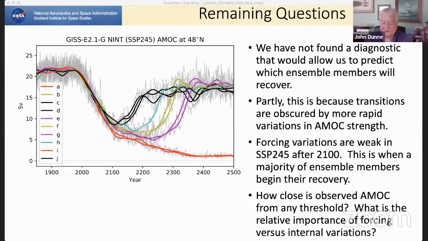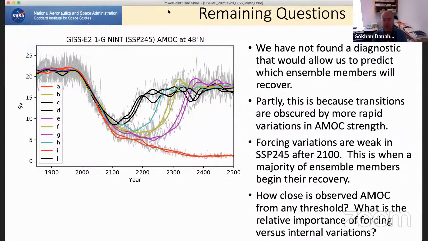And any other questions? I had one, John. Okay, yep. A quick question. With this plot, are you essentially imposing the SSP 245 scenario forcings up to a certain point, and then you are taking it away? Is that what you are doing in these simulations, in the recovery simulations?